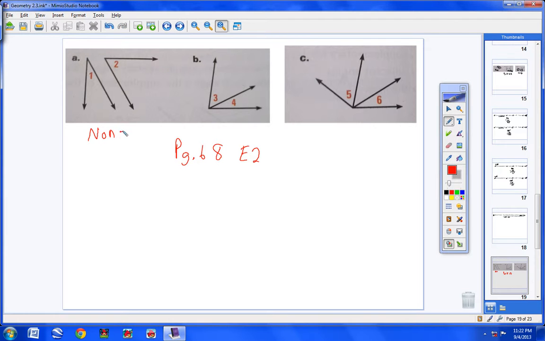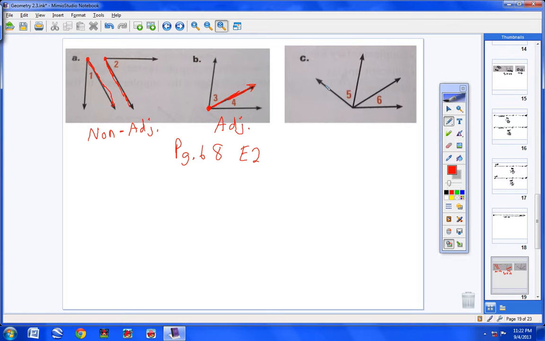And let me explain why, okay? Yes, they're side by side, but they have to share a common vertex. They don't even do that. Here's one vertex, here's the other vertex. They also have to share a common side. Well, they don't even do that. So there's no way that these two angles are adjacent. Now we come over here. This is perfect. Look at angles 3 and 4. They're side by side. They're sharing the same vertex. They're sharing the same side. So yes, these two angles are adjacent.